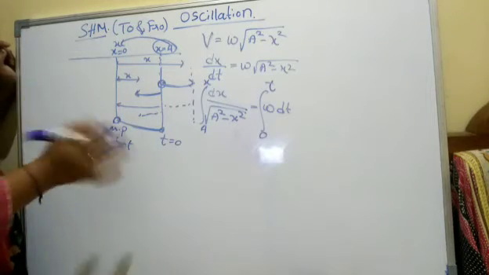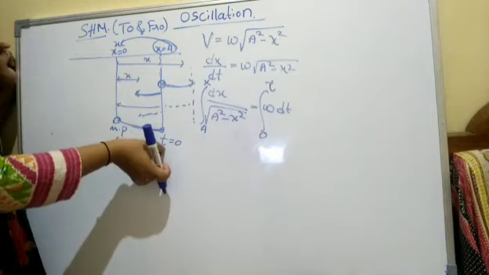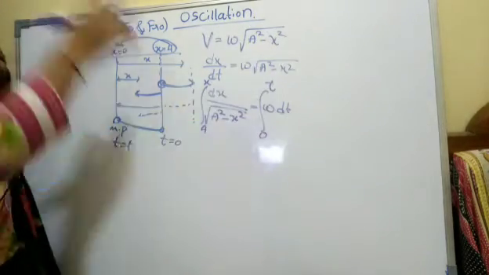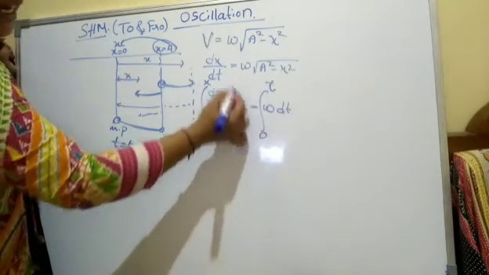Now it is understood. So when it is starting the journey, that time we'll take it as t equal to 0. So 0 to t it is. So this concept you have to understand here. Next part here, directly I will write it here.